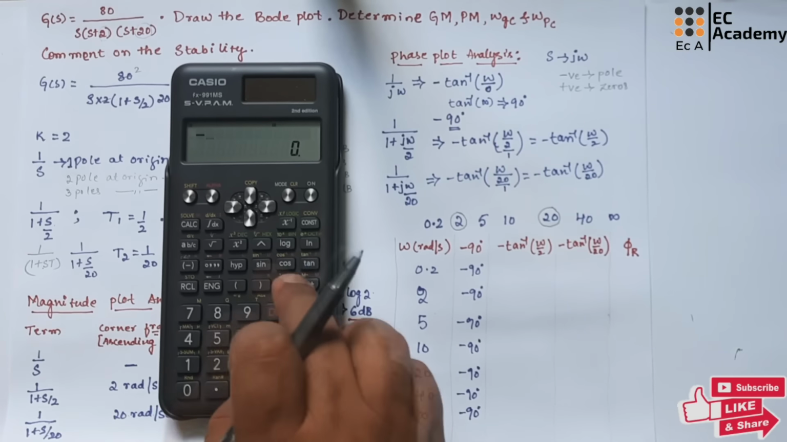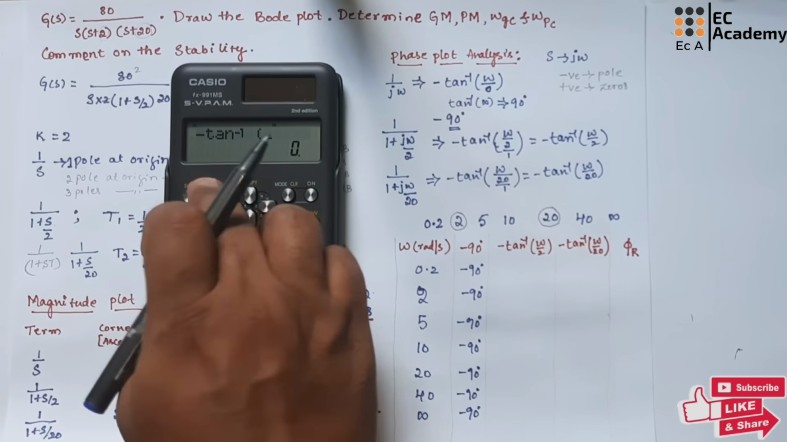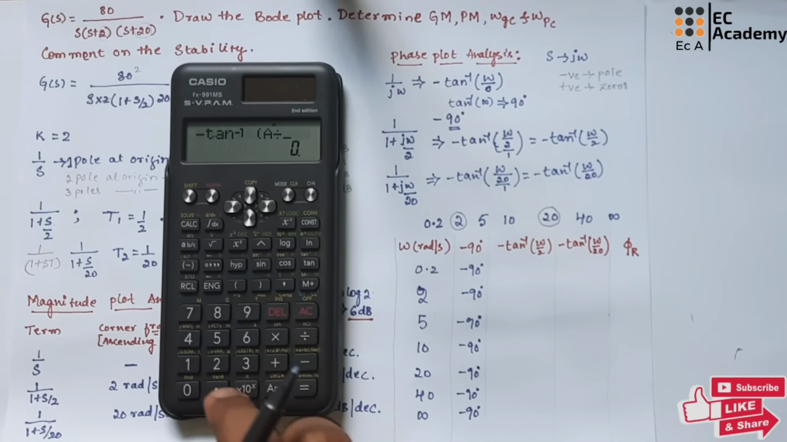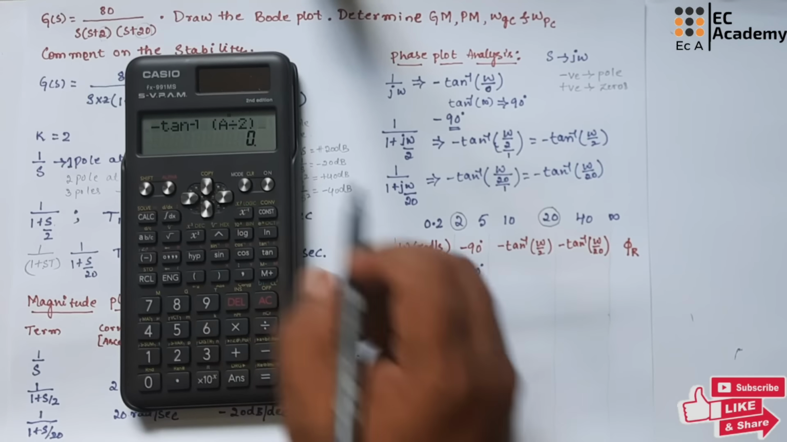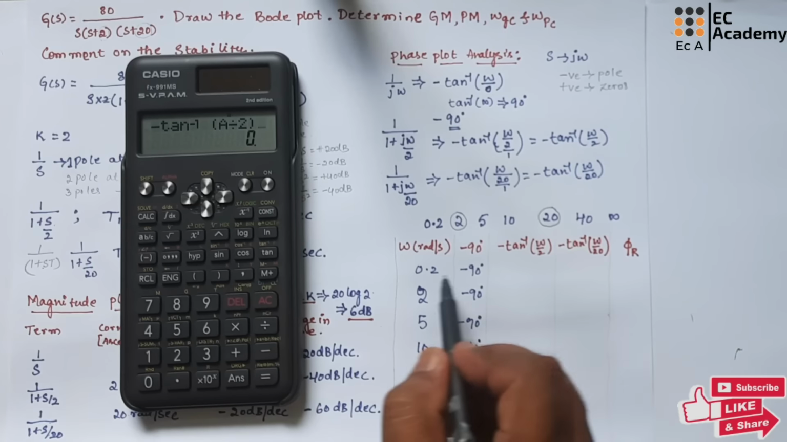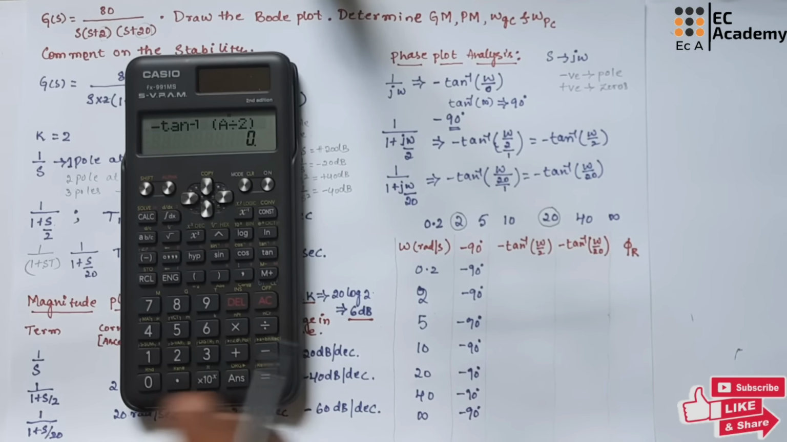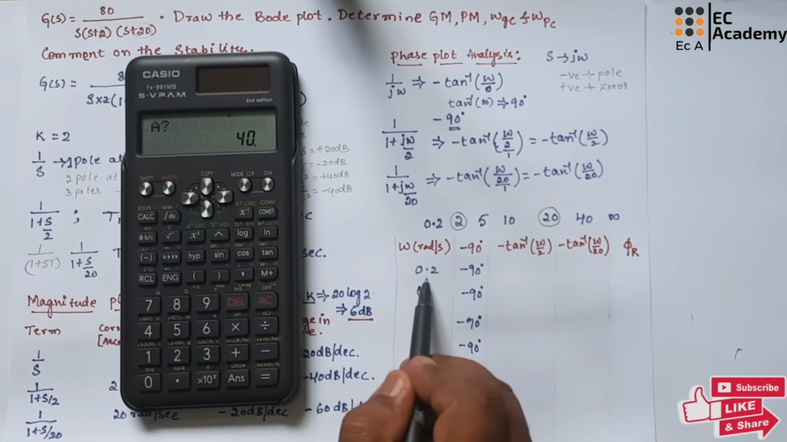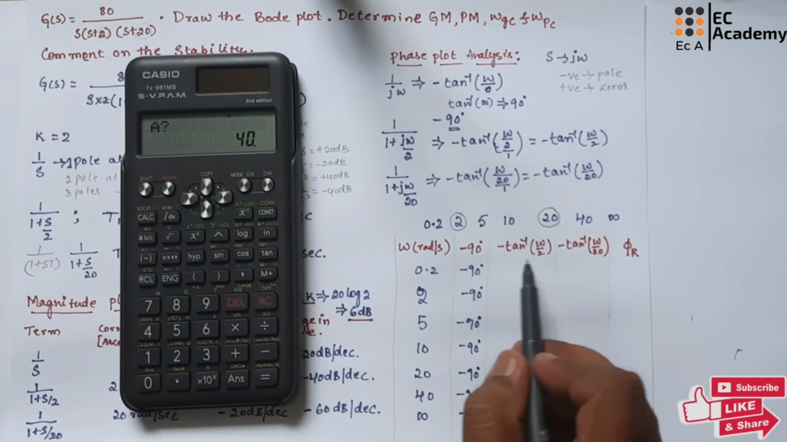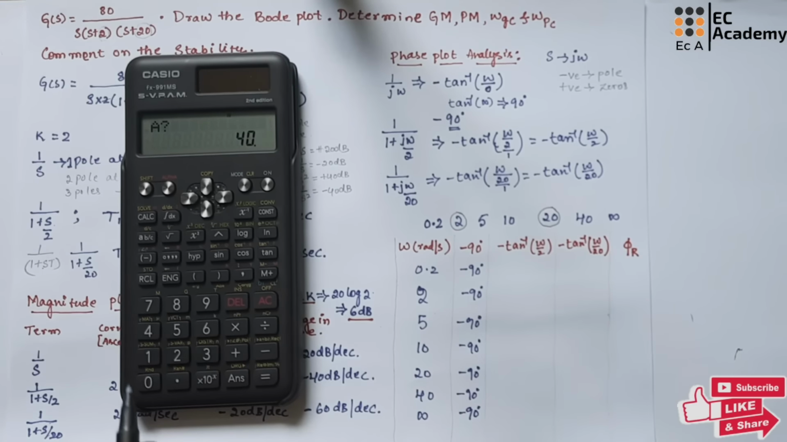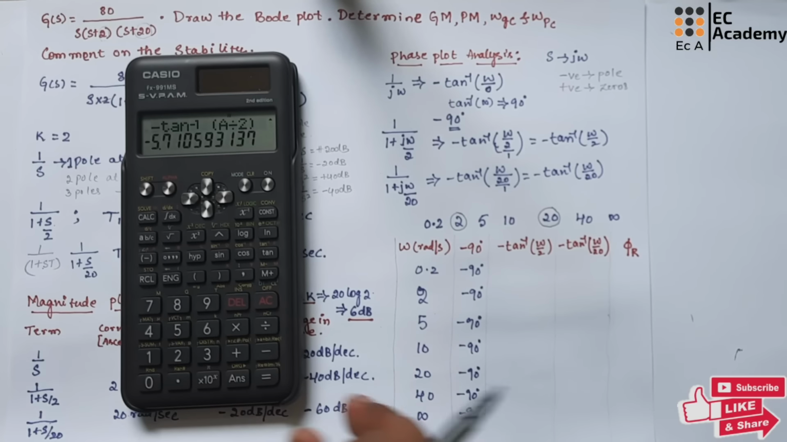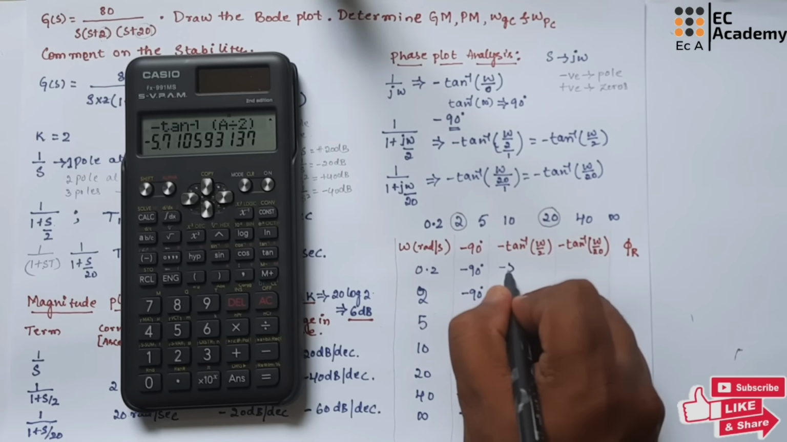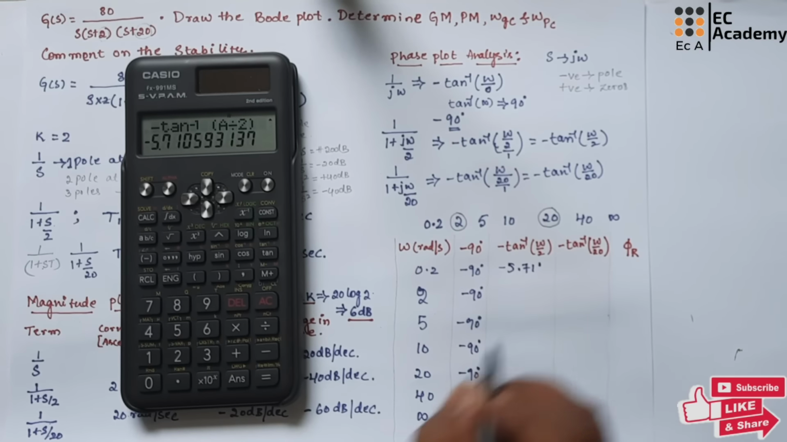Let us write minus tan inverse of omega divided by 2. So instead of omega, we have taken alpha, and for this we'll put different values of frequency. We'll press calculate. The first value which we need to calculate is 0.2. So this is the frequency for which we need to find the tan inverse value. So we'll take 0.2. It is minus 5.71 degree.